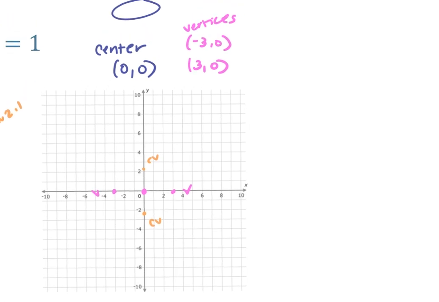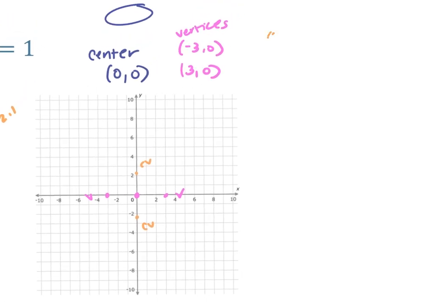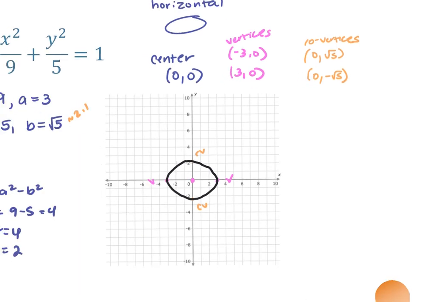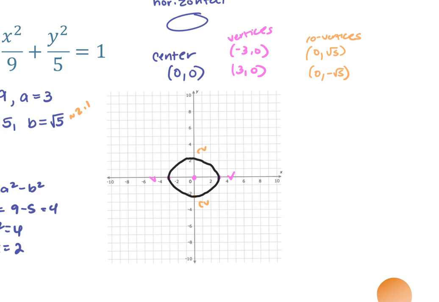When I write them out, I keep them exact. So co-vertices, we go up and down square root 5, which means 0, square root 5, and 0, negative square root 5. Now already I can make that shape. Again, it doesn't have to be perfect.